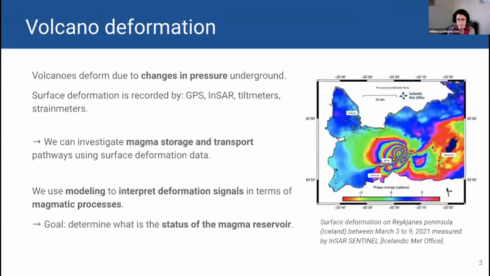So surface deformation data are very useful to investigate magma storage and transport pathways under volcanoes. And that's why measurement of volcano deformation is one of the 3 main data sets used for volcano monitoring, together with seismicity and gas measurements. So in order to interpret those deformation signals in terms of magmatic processes, we use modeling. The main goal is to determine what is the dominant physical process governing the surface deformation. And we want to determine what is the status of the magma reservoir.